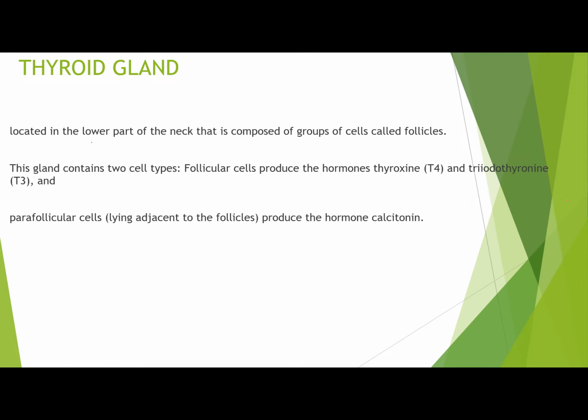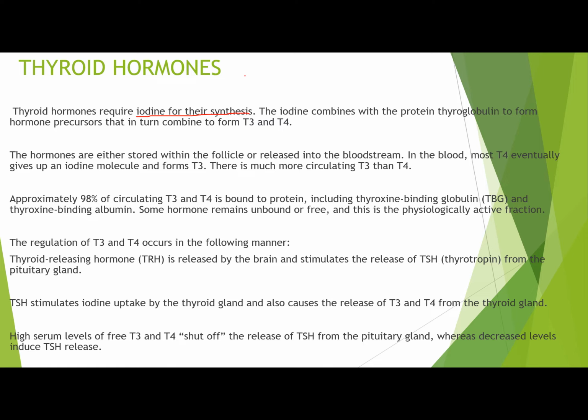And ang cells niya is composed of what we call follicles. So they would contain two types of follicles class. Follicular cells would produce the hormone thyroxine or T4 and triiodothyronine T3. So pakitandaan niyo na, yung follicular cells pinoproduce niya yung T4 and T3. While the parafollicular cells produce calcitonin. Now, your thyroid hormones would require iodine for their synthesis. Kaya nga class, pag meron kang low levels of thyroid or hypothyroidism, usually ang binibigay is iodine.